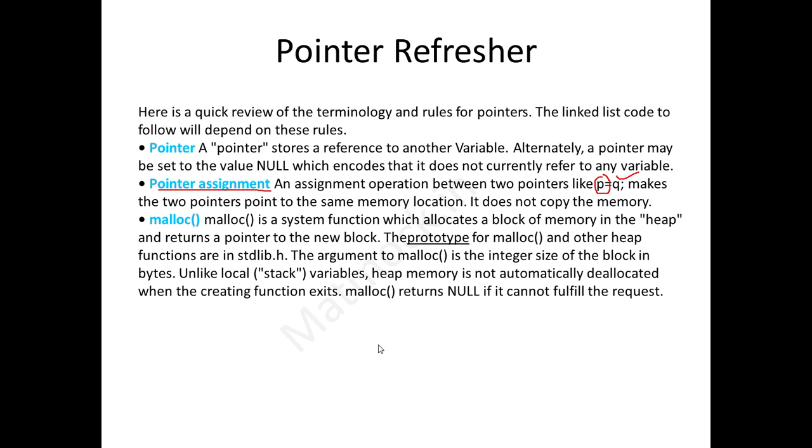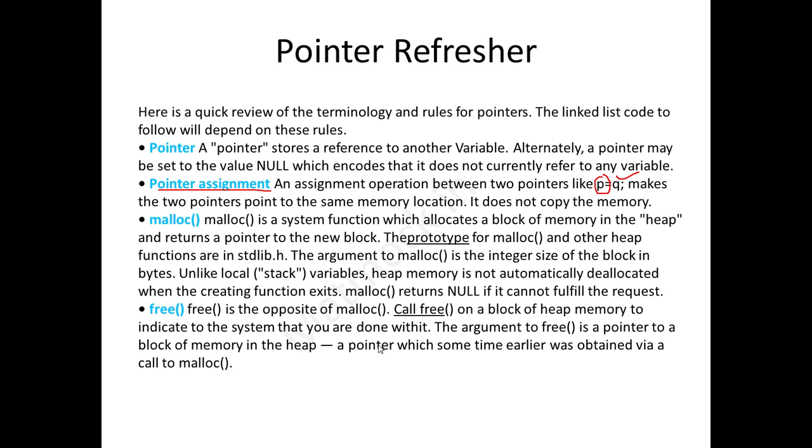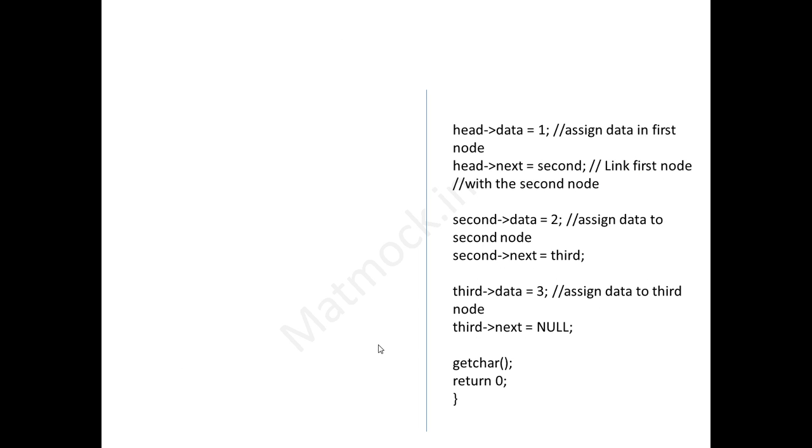Then we will see malloc function. Malloc function is used to allocate memory. The opposite of the malloc function is free. Free function will do exactly the opposite of malloc function. It will remove or delete the memory which is allocated by malloc function. Malloc will allocate the memory and free will delete the memory.